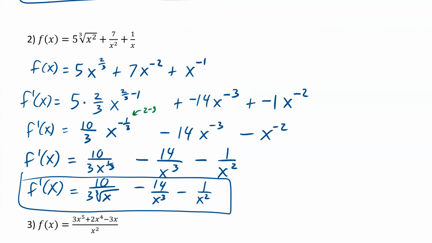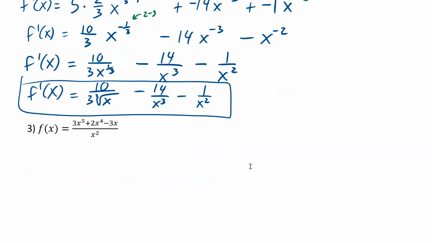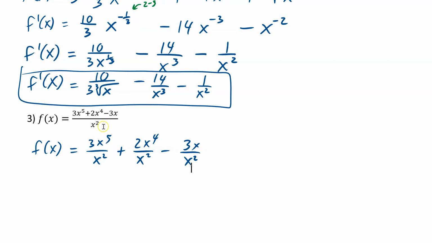All right, the last one now. So the first one was multiply. Second one was rewrite. And then the last one is dividing. And so when we divide, if you're dividing by one term like this, this allows us to actually distribute it in a division form like this. So this is what we actually have. It's the 3x to the 5th, the 2x to the 4th, and the negative 3x are all being divided by x squared, so we can rewrite them all as fractions.